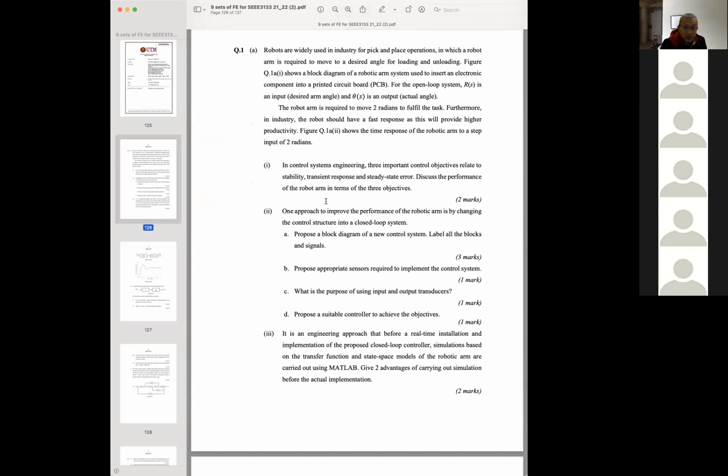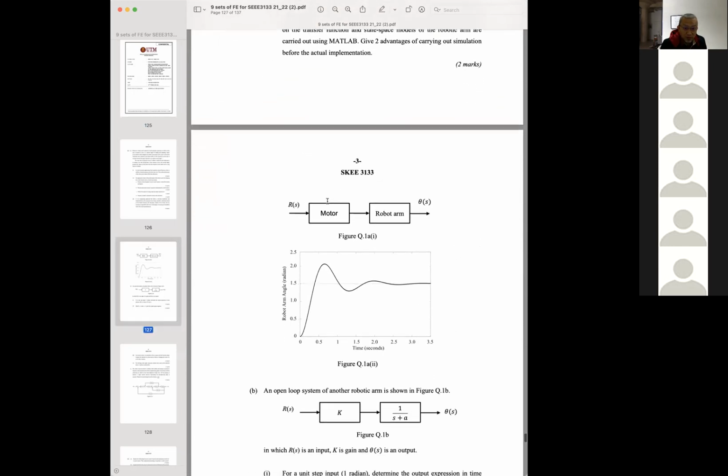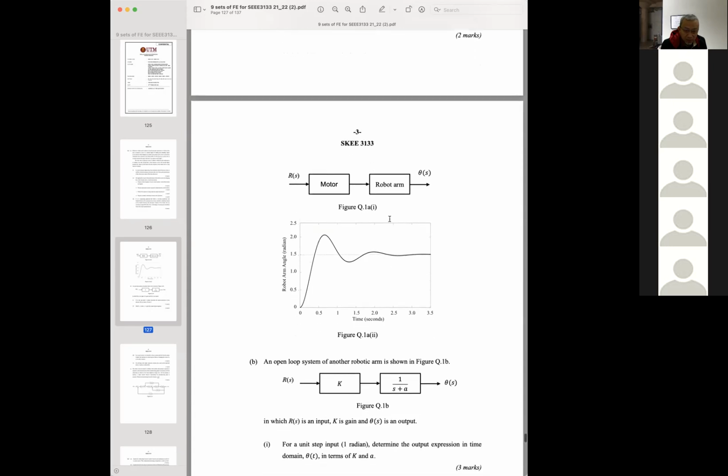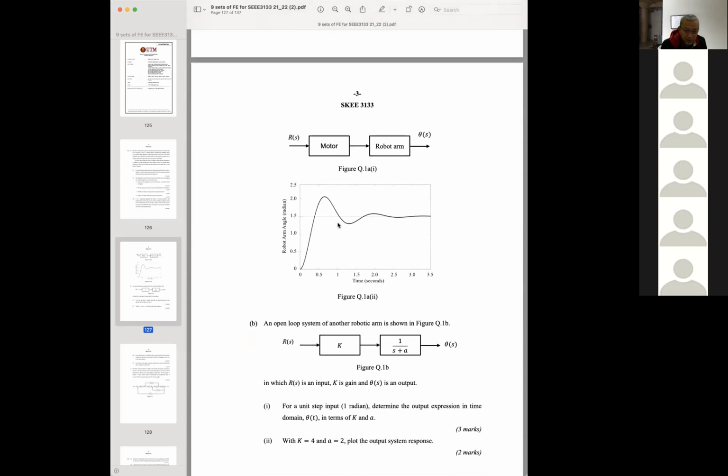Okay, so it's a robot, and the figure is shown here, where you have an open loop control with a motor to move the robot arm from one point to another point. The input is R and the output is theta, which is the position. And the output is visualized using the graph, robot arm versus time. This is similar to the assignments that you submitted previously.